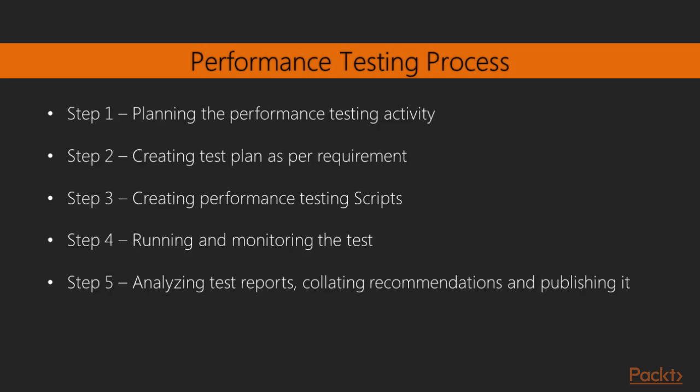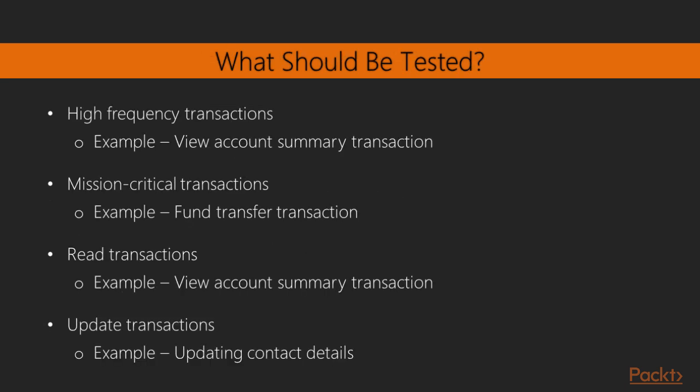Performance testing process. The performance testing process consists of 5 different steps which are followed as per industry standards. These steps are: Step 1, planning the performance testing activity. Step 2, creating test plan as per requirement. Step 3, creating performance test scripts. Step 4, running and monitoring the tests. And Step 5, analyzing test reports, collating recommendations, and publishing it.